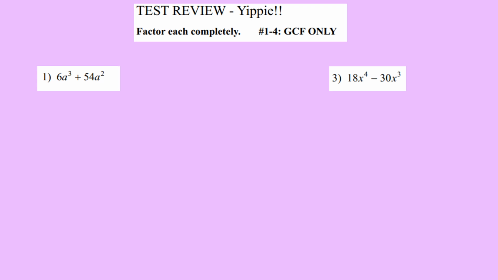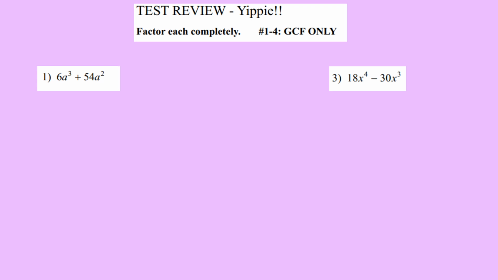All right, so let's go ahead and get started. You'll notice in the directions for each of the examples, it specifically states what you're going to do with those particular examples. So for numbers 1 through 4 in the test review, we're just going to factor with a GCF. So again, we're looking to see the greatest common factor to be a number and or a variable.